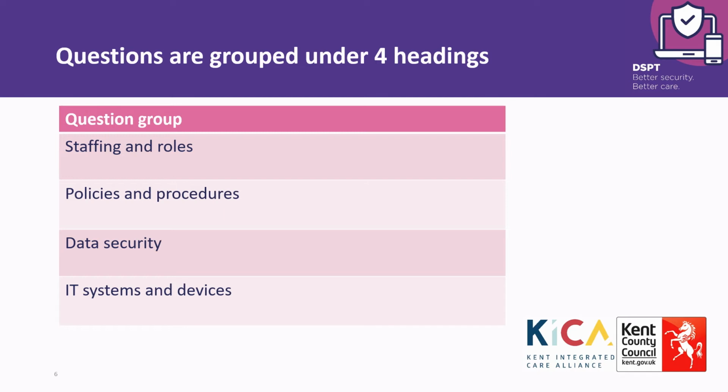Policies and procedures, this includes being registered with the Information Commissioner's Office, having data protection policies in place, and following good practice around retaining records and the destruction of them. Data security, this includes having good physical security in place for paper records, plans for what to do in case of an emergency, so for example if you lose power or the internet, and managing data breach as well if something does happen. And lastly, IT systems and devices, so having basic good IT practice will cover most of these questions, so for instance having antivirus software in place.